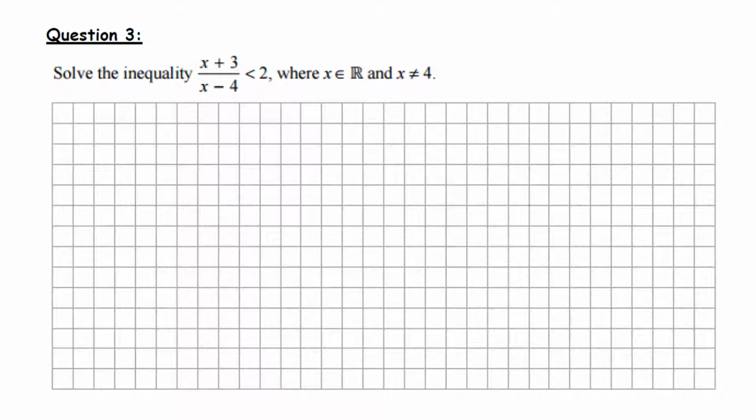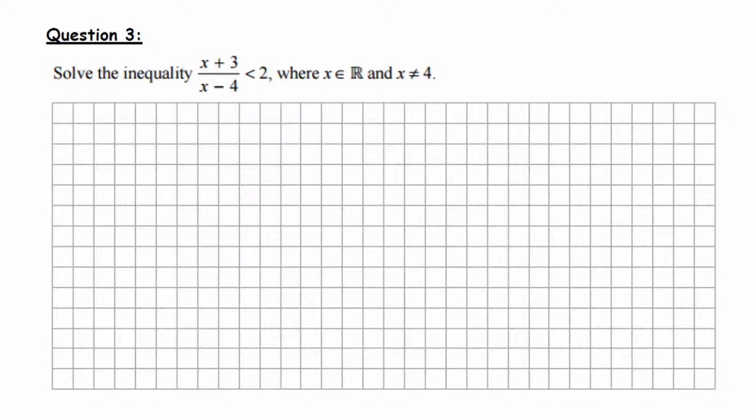So question 3 then, solve the inequality (x + 3)/(x - 4) < 2. This is called a rational inequality, rational because it's given in fractional form. It's really important here that we remember that when we multiply across or divide across by a negative number, it changes the signs, which in turn will have to change the inequality sign.